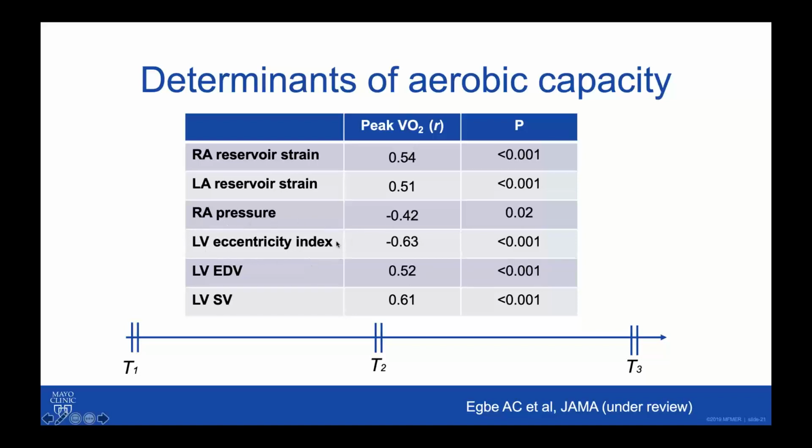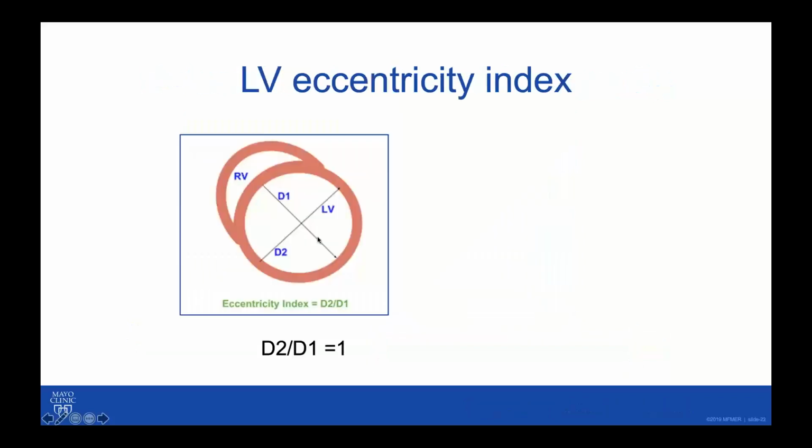But before I discuss our results, I just want to talk about LV eccentricity index, because we don't use this a lot in congenital heart disease. So let's make sure that we are all on the same page. LV eccentricity index is a measure of ventricular interdependence. You assess this from the parasternal short axis view, preferably at the level of the papillary muscles. So the D2 you measure where you have the papillary muscles, posteromedial and anterolateral. And the D1 is from the septum to the posterior wall.